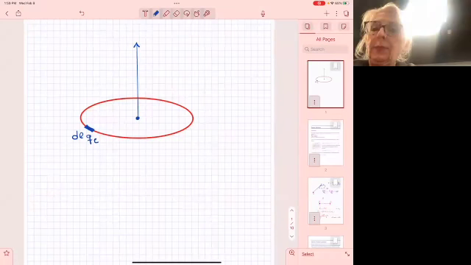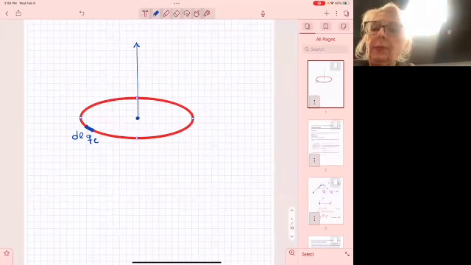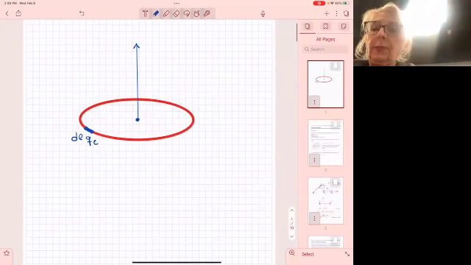Is this a ring or is it a solid disk? No, it's a ring. It is a ring, only a ring. And then from this charge, the field, say somewhere here at the center, it's gonna look like this. You agree?